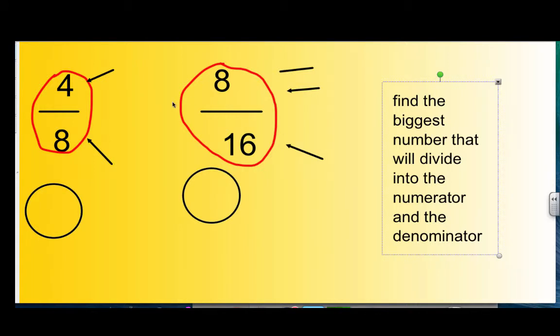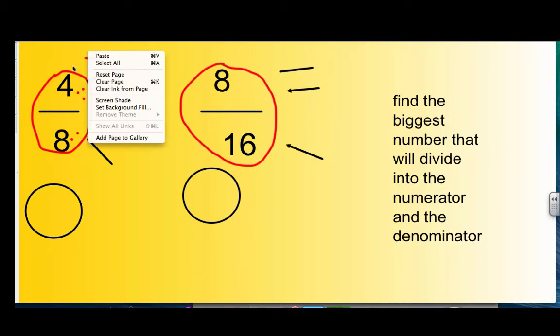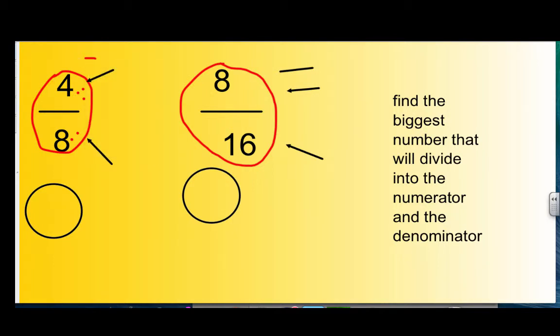Okay, so I'm looking at 4/8. I think the biggest number that's going to divide into 4/8 is probably 4. If we look at 4/8 over here, the biggest number that's going to divide into 4 and into 8 is 4. So 4 divided by 4 is going to equal 1, isn't it? And 8 divided by 4 is going to equal 2. So that's a half.